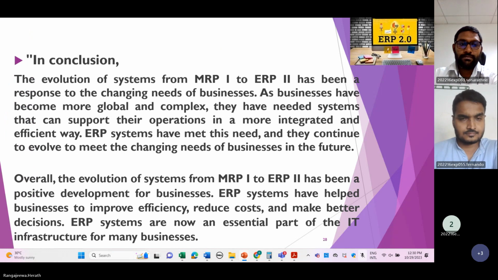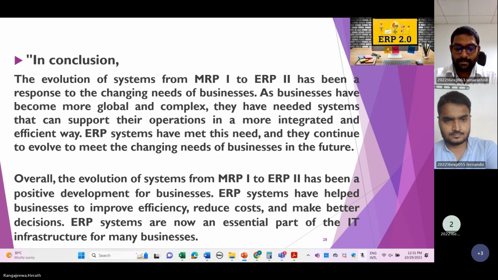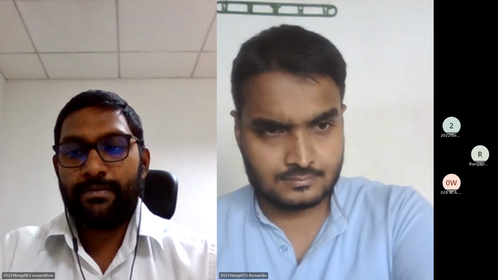Finally, in conclusion, the evolution of the system from MRP to ERP was a response to changes in business. Businesses have become more global and complex. They need a system that supports their operations in a more integrated and efficient way. ERPs have made this possible. They have continued to evolve to meet the changes in business. Overall, the evolution of the system from MRP to ERP has been a positive development for businesses. ERP systems have helped businesses to improve efficiency, reduce cost, and make better decisions. ERP systems are now an essential part of the IT infrastructure for many businesses.